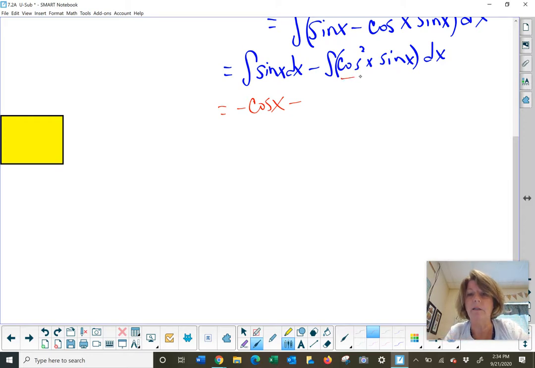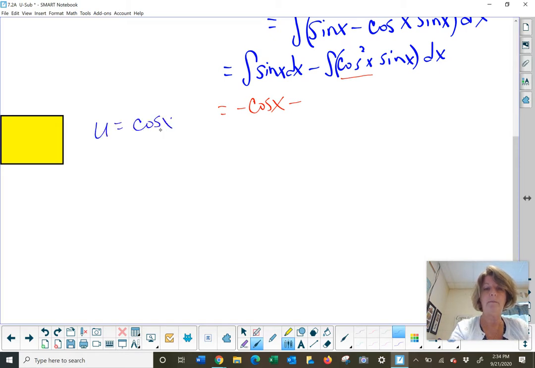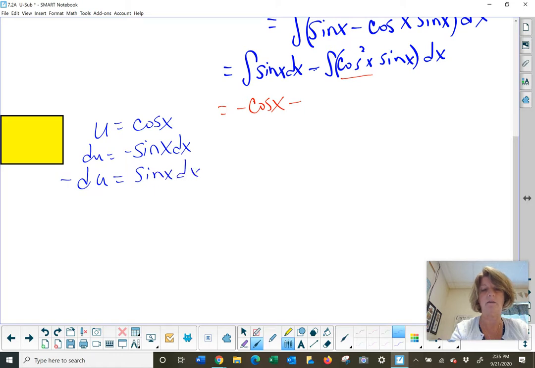Now, let's set up a substitution on this. So cosine is my inner function. Squaring is the big outer function. So let's let the u equal cosine. Then du is equal to negative sine x dx. For now, I could say I have the negative, but I'm going to be more careful and just say negative du equals sine x dx positive.